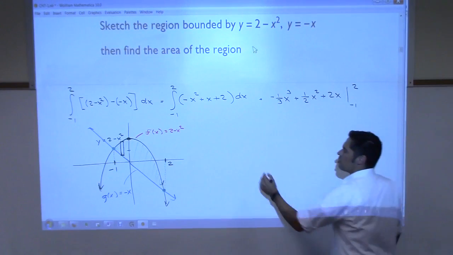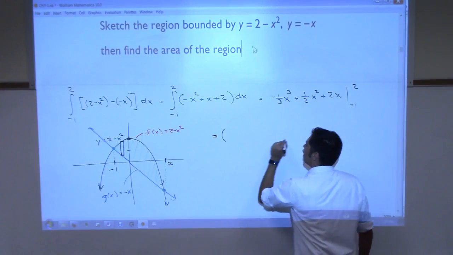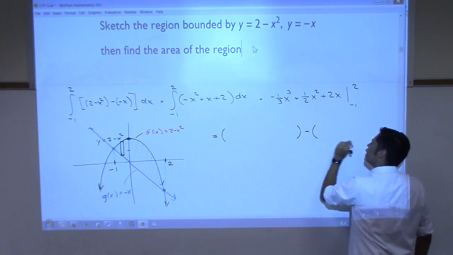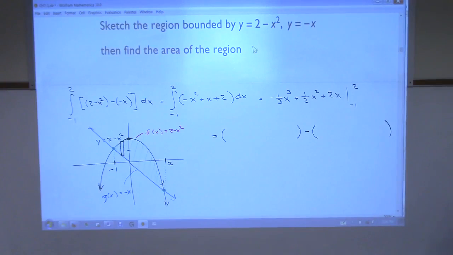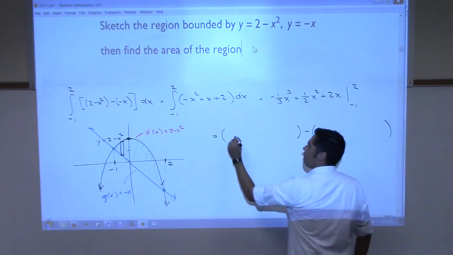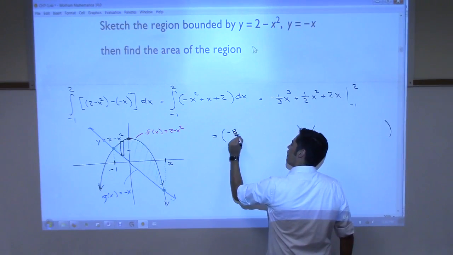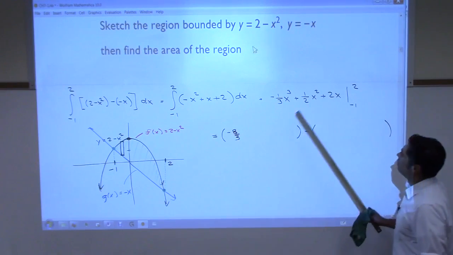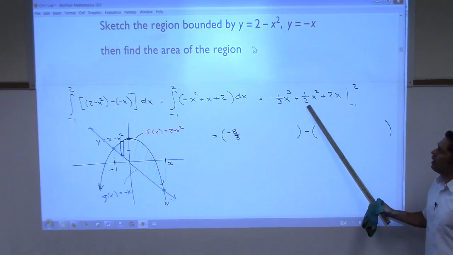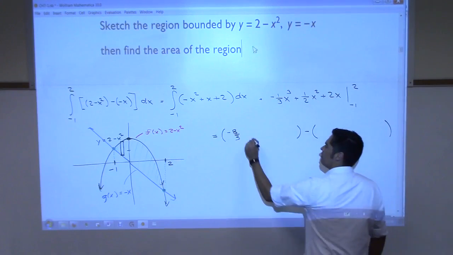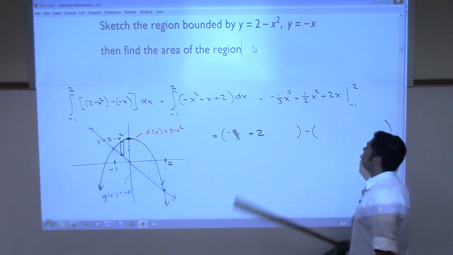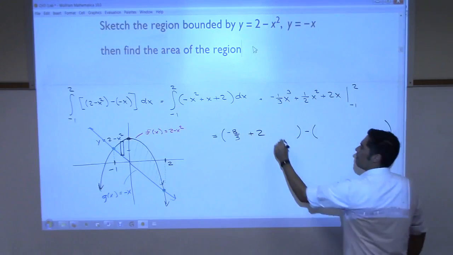And now plug and chug. So I'm going to plug in 2, plug in -1, subtract. So let's go with the 2. 2 goes in, 2 cubed is 8, right, times -1/3, so -8/3. Then I plug 2 in here. 2 squared is 4, half of 4 is 2, so plus 2. And then 2 here, we get 4.